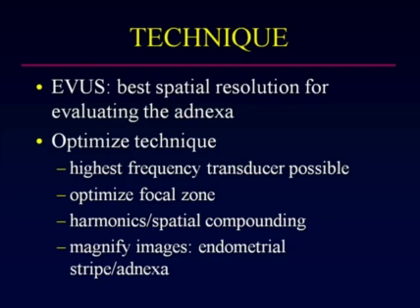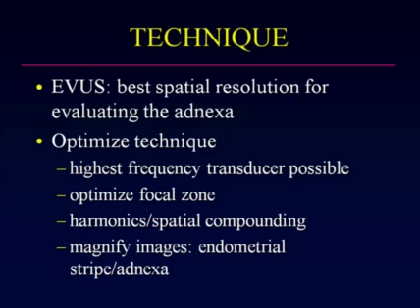In terms of technique, the gold standard for evaluating the patient to exclude ectopic pregnancy is endovaginal ultrasound. The reason for this is that this gives the best spatial resolution for evaluating the adnexa. That being said, you do have to pay careful attention to optimizing your technique, and you want to use the highest frequency transducer that is available. You want to optimize the focal zone so that it is just at the level or just below the area that you are interrogating with the ultrasound beam.